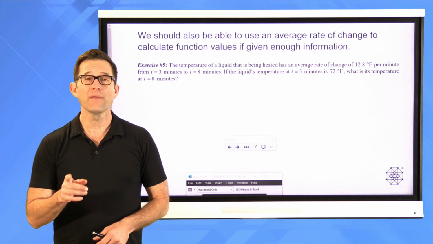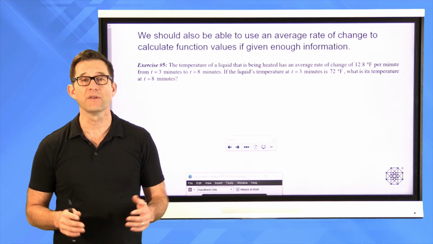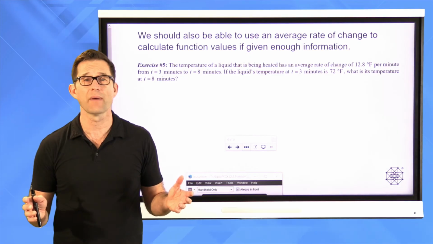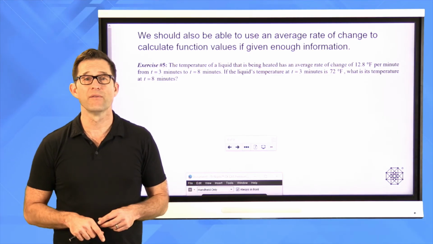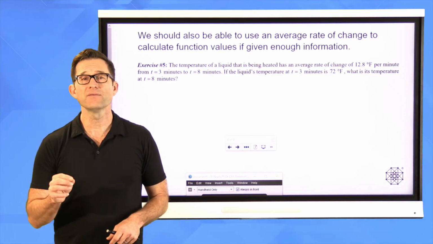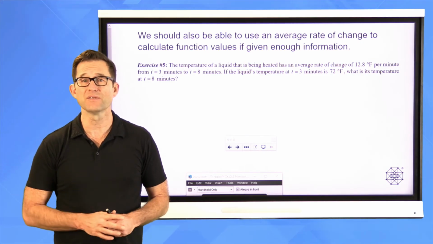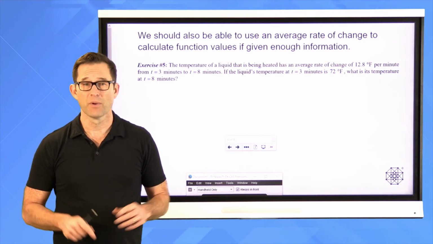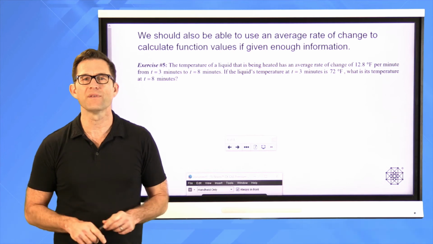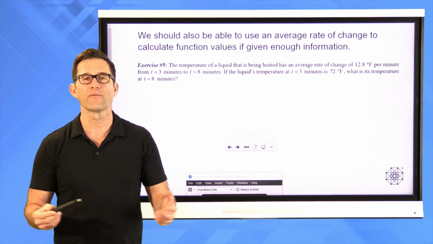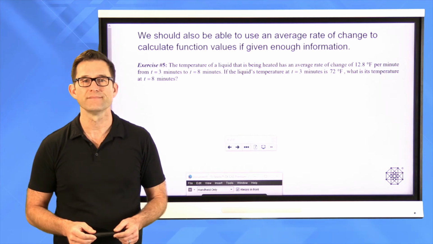All right, I think there's probably plenty of you out there that can actually figure this out, even without any discussion about average rate of change. I bet there's some of you out there that can figure this out. So I'd like you to pause the video now. You might need to use that calculator, right? But pause the video now and see if you can figure out what the temperature is at 8 minutes given all the other information in the problem.